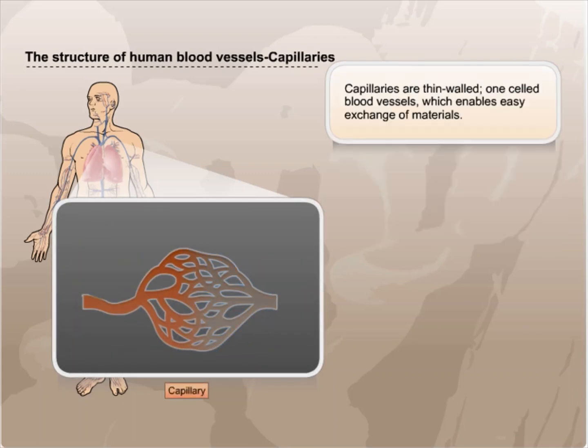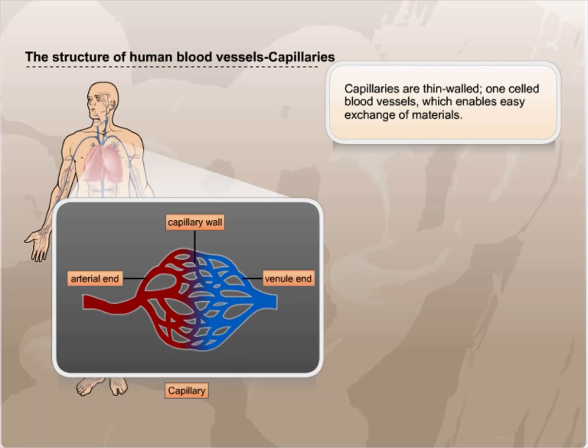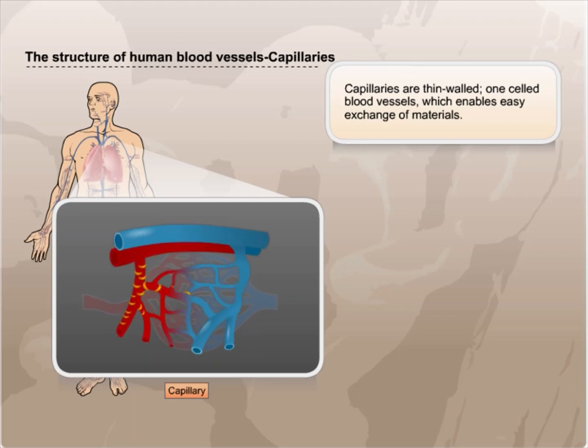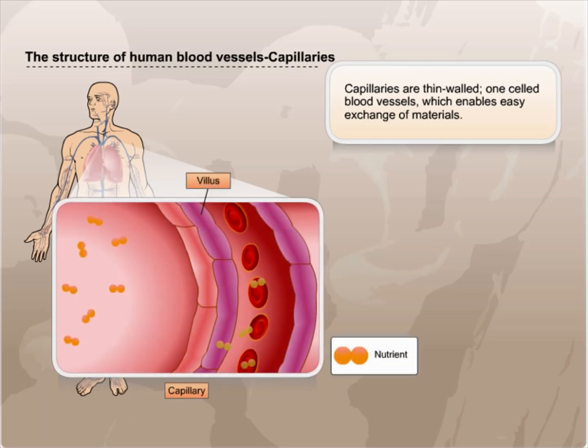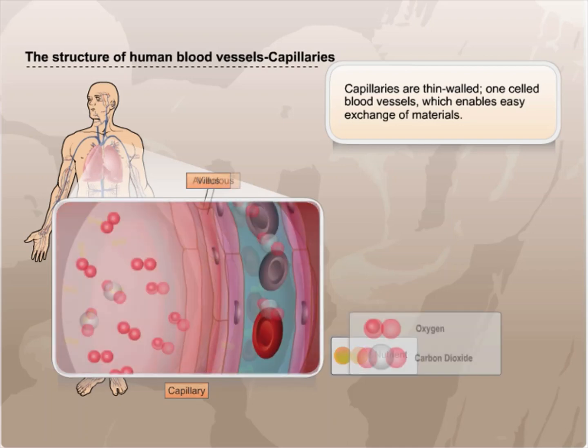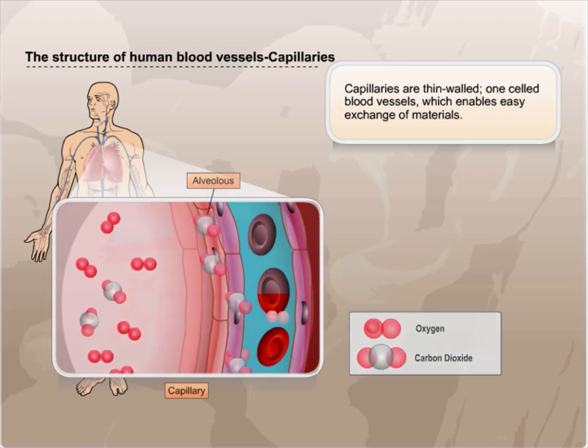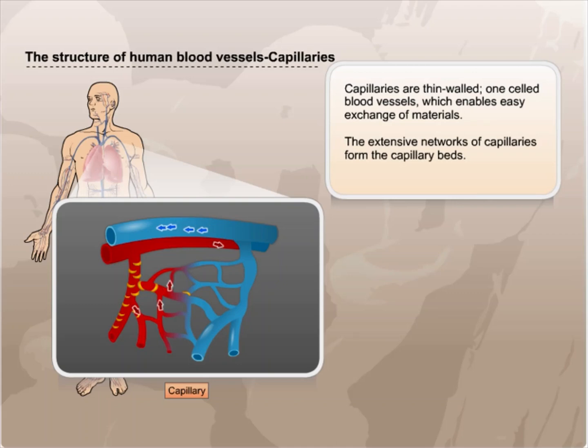Capillaries are thin-walled, one-celled blood vessels which enables easy exchange of materials. Some capillaries have small pores between the cells of the capillary wall. These pores allow materials to flow in and out of the capillaries as well as to form the passage for white blood cells. Nutrients, waste products, and hormones are exchanged across the thin walls of the capillaries. The extensive network of capillaries form the capillary beds.